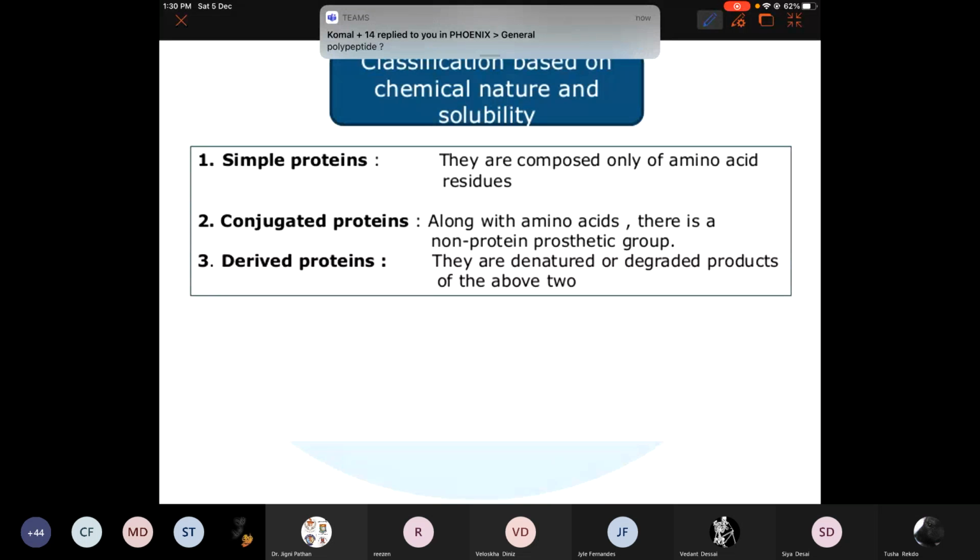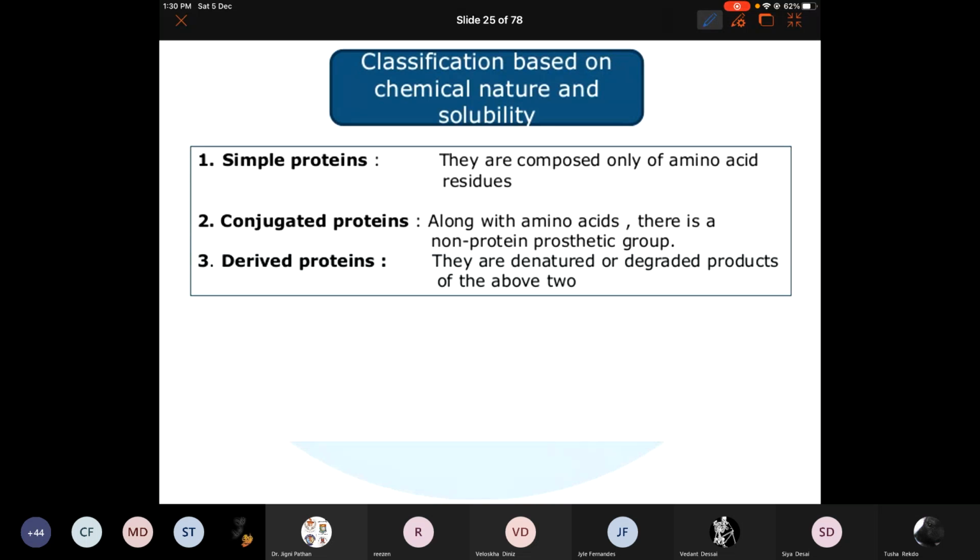Polypeptide. Polypeptide is a protein, right? I'm talking about conjugate protein, where you have a protein attached to a non-protein group. And this we have studied in the absorption part of digestion. There is something attached to protein, a combination of protein and non-protein group.